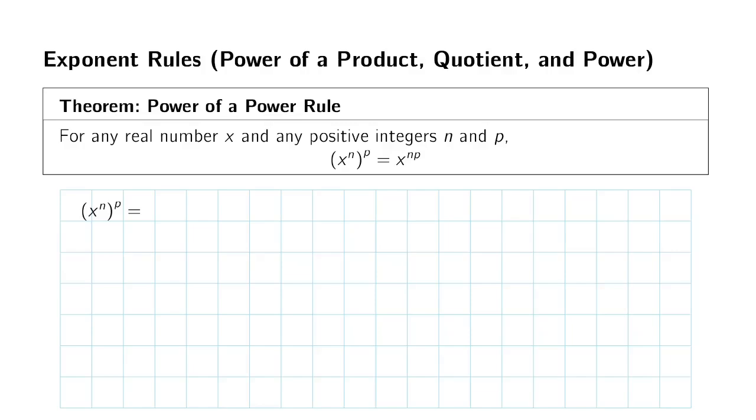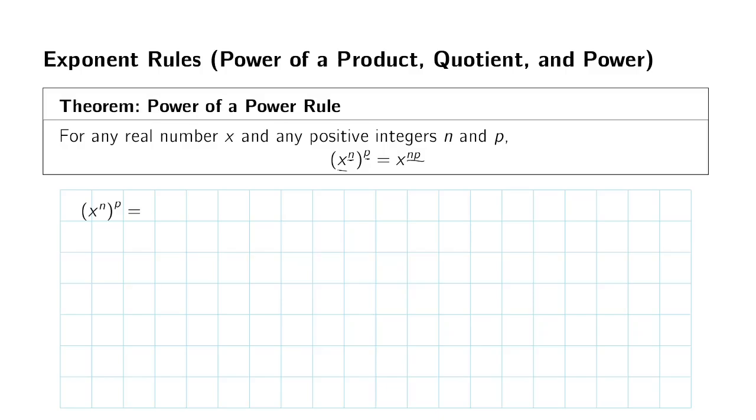We also have rules for applying an exponent to a product, a quotient, and a power of something. We'll start with the power of a power rule. If we have some number x and we raise it to the n power and then raise the result to the p power, then the result is to multiply the exponents.